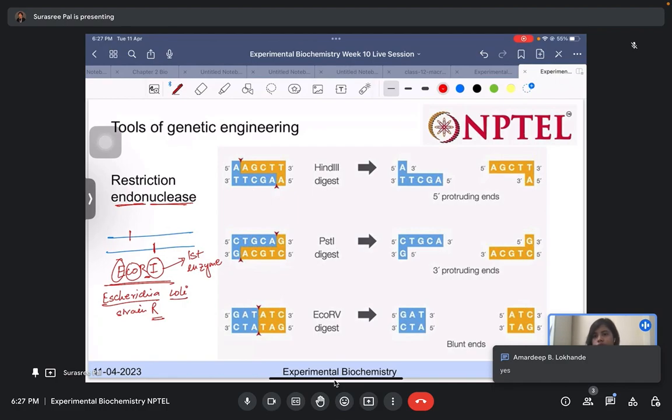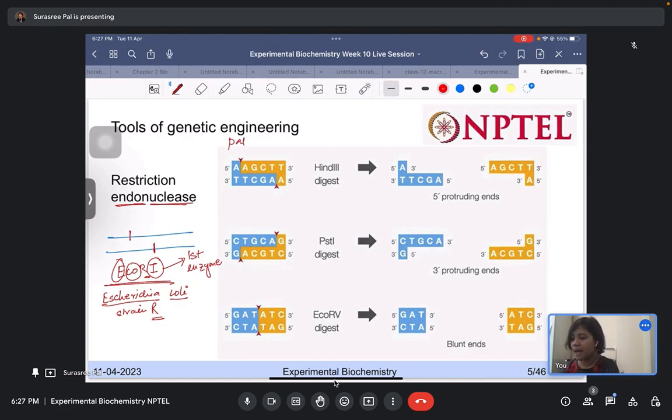Okay. All right. So I was discussing these restriction endonucleases. They have a particular restriction site. Now, the feature of this restriction site is that these restriction sites are usually palindromic.